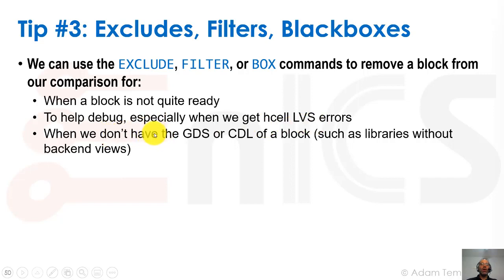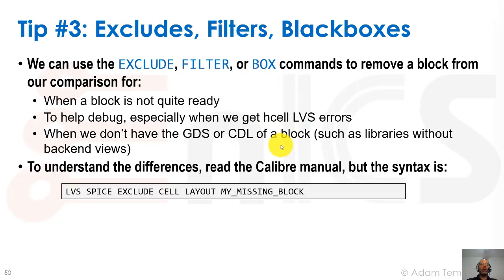And sometimes we don't have the GDS or CDL of a block. This often happens, for instance, in universities. We get libraries that don't have the back-end views, so we have to black box our IPs, or else we can't even run LVS. Okay, to understand the differences, you should read the Calibre manual, but the syntax is basically like this.